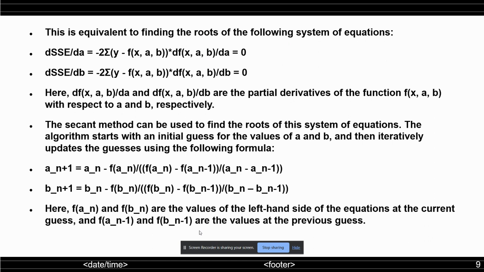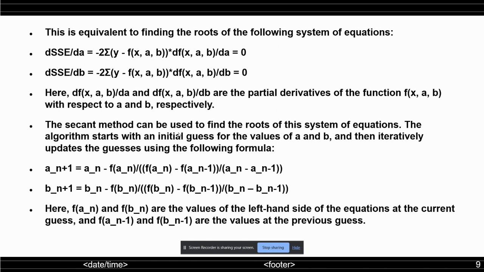This is equivalent to finding the roots of the following system of equations. That is, we are partially differentiating the given SSE: ∂SSE/∂a gives the above equation, and ∂SSE/∂b gives the given equation, where the secant method can be used to find the roots of this system of equations. The algorithm starts with initial guesses for the values of a and b, and then iteratively updates the guesses using the secant method formula, that is x of k plus 1 equals x of k minus f dash of xk by f double dash of xk, where we replace the double derivative with the secant approximation of the single derivative.